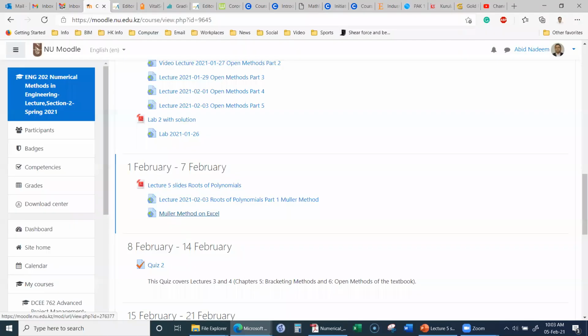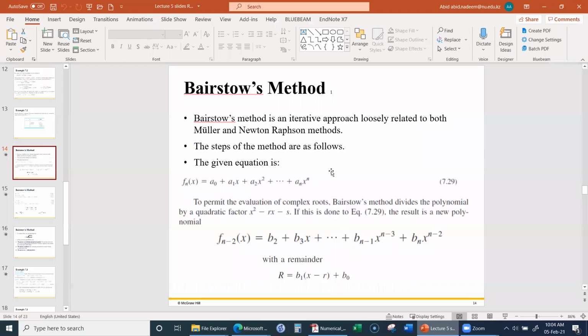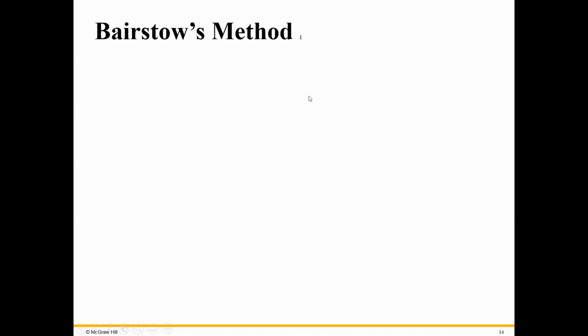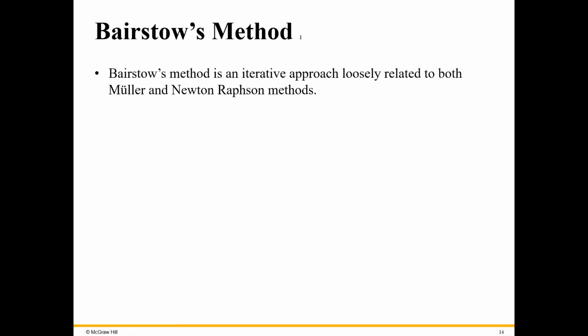So now today we are going to discuss the Bairstow's method, which is the second method. The Bairstow's method is an iterative approach loosely related to both the Muller and Newton-Raphson methods. So the steps of the method are as follows.